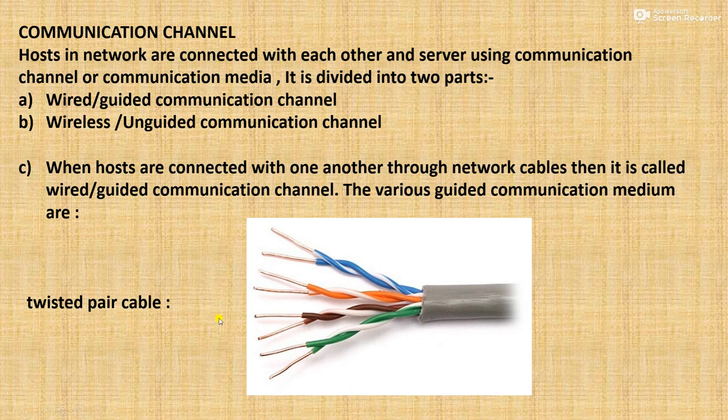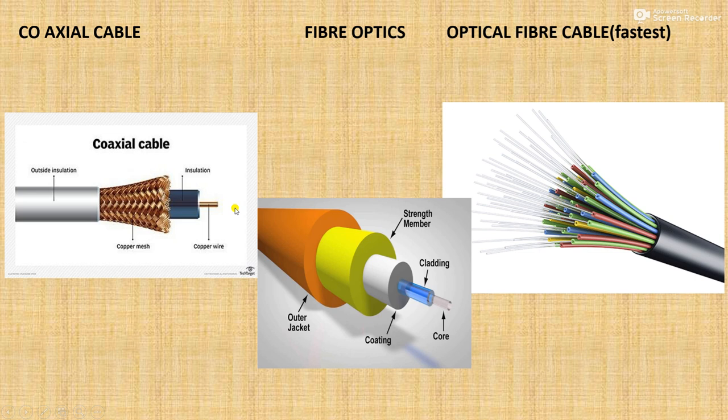First is the twisted pair cable. Okay, now you can see the image also. This is the twisted pair cable. Basically, why the name twisted? Because you can see the two wires are twisted like this. This is a copper wire that is twisted, and the shield is also there.